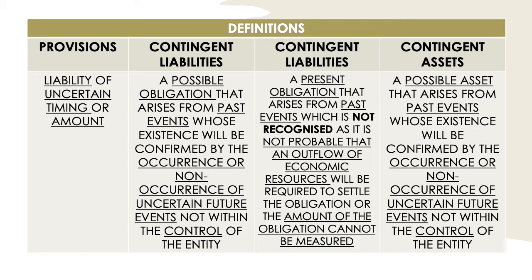So the first thing that we need to know and understand from IAS 37 is the definitions. Now IAS 37 deals specifically with provisions, contingent liabilities, and contingent assets. Now a provision is a liability of uncertain timing or amount.